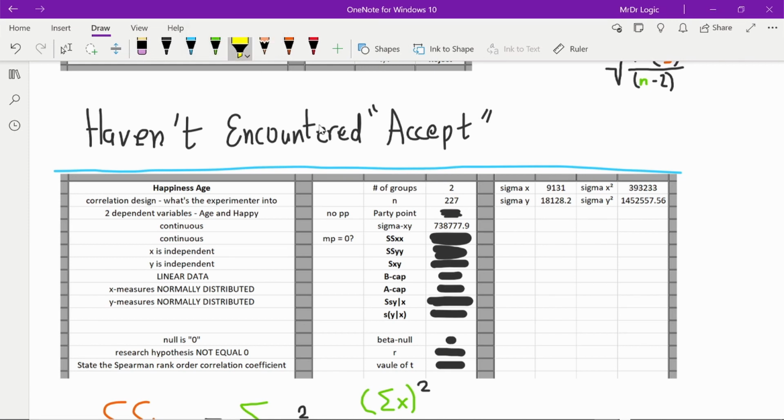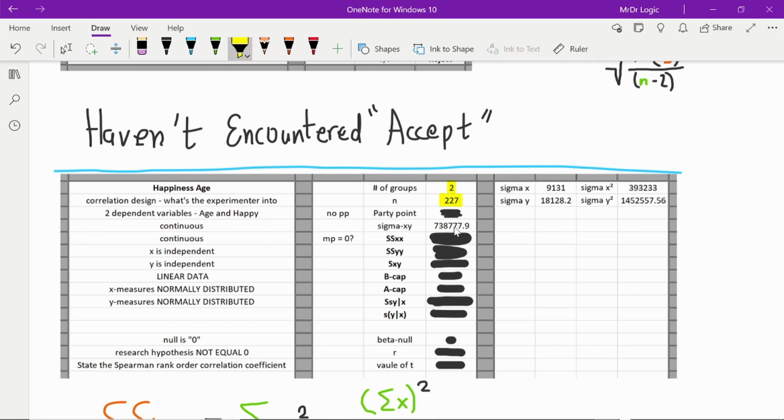So let's start by saying what we're given and what we're not given. We know that there are two groups: the happiness group, people who are happy, and the age group. So do you get happier as you go older, or are people who are happier living much longer, sort of thing. They're both dependent variables because there's age and happiness. We're recording that. We're seeing if this is a correlation design, like what is the experimenter into? Actually, I'm kidding. This is just me being dumb.